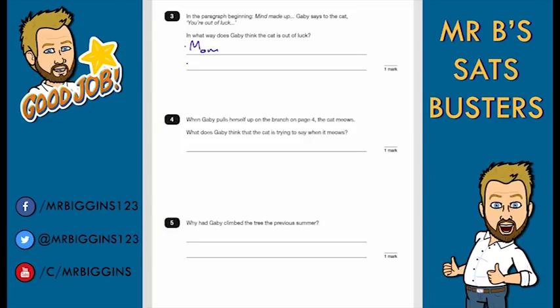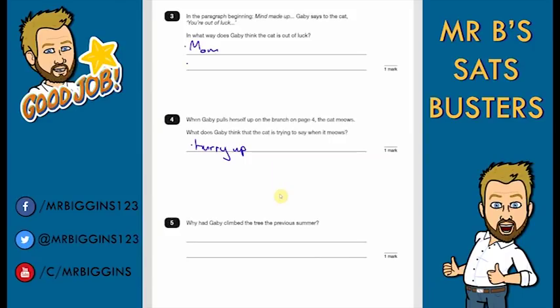Question 4 says, when Gabby pulls herself on the branch on page 4, the cat meows. What does Gabby think the cat is trying to say when it meows? Now, it doesn't say, I think the cat said this, but it says the cat meowed, and underneath it says, I am hurrying. So that's what she says back. So why would we say I am hurrying? We'd say I am hurrying if someone said, hurry up, get me down quick. So that's what we're doing there. It's asking her to hurry up. So in some way you need to write hurry up, get me down, you're taking too long, something like that. But I would use asking her to hurry up because we're using the words from the text and it's more likely to get us marks.